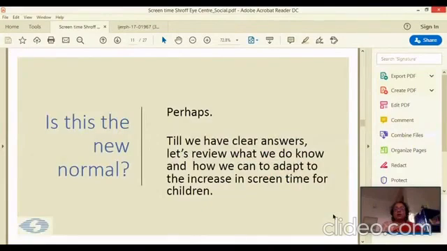So how can we adapt to the increase in screen time for children, which until school really opens, there's a lot of debate going on. Should we send children back to school at all? Or are we going to only look at online screen time education for the next many months or years? Is this the new normal, is the question.